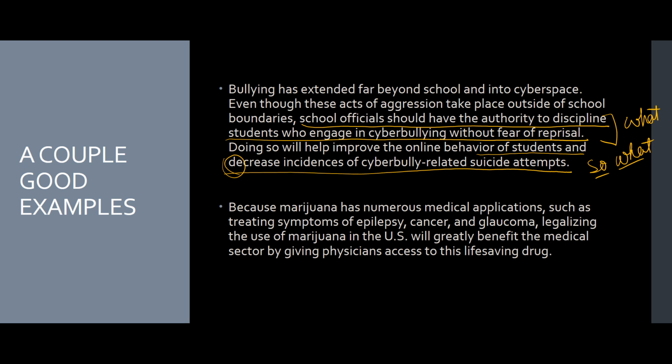Here's another one about legalizing marijuana. Because marijuana has numerous medical applications, such as treating symptoms of epilepsy, cancer, and glaucoma, legalizing the use of marijuana in the U.S. will greatly benefit the medical sector by giving physicians access to this life-saving drug. So this is both the what and the so what put together. The what is legalizing the use of marijuana in the U.S. And the so what is because it will greatly benefit people.